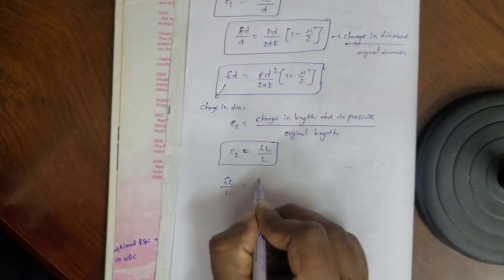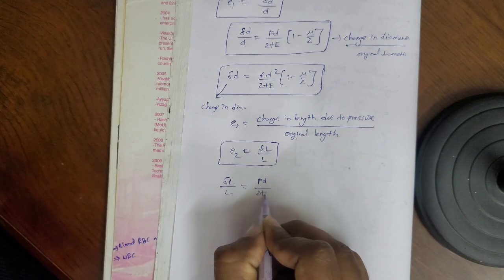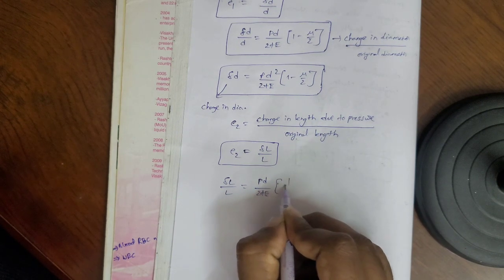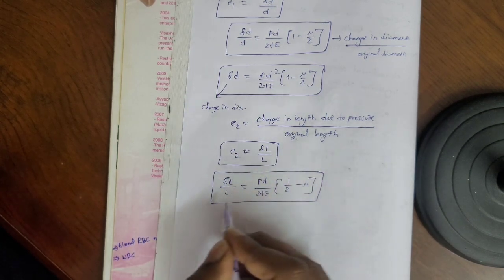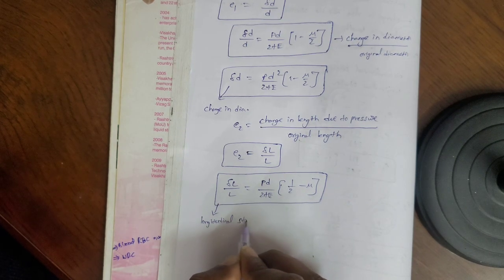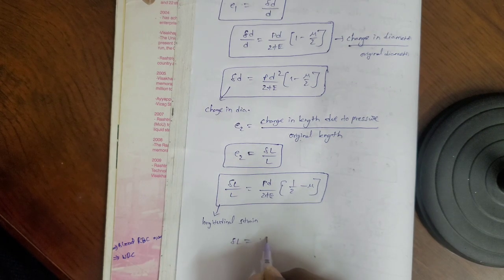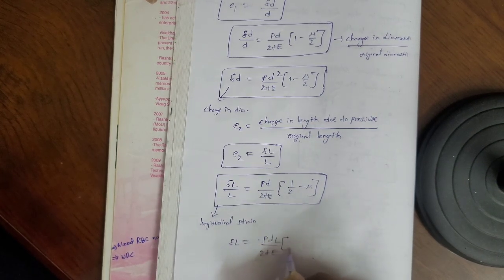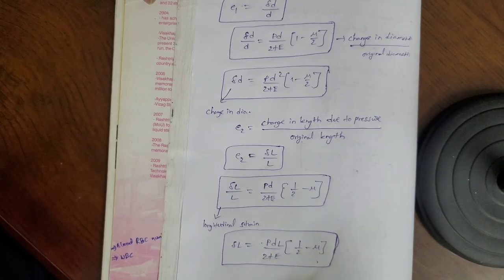So here delta L by L is equal to PD by 2TE into 1 by 2 minus mu. So this is the formula for longitudinal strain, that is change in length by original length. If we want change in length, delta L is equal to PDL by 2TE into 1 by 2 minus mu. So this is the formula for change in length.